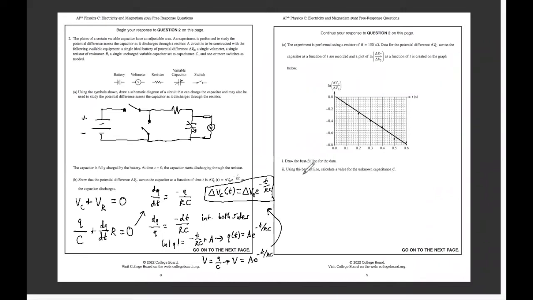Now we have to determine the unknown capacitance. Now the thing to note is that if I take my equation, the one that I have to show in part B, I can go ahead and make it look similar to what I have on the graph. So I get delta VC over delta V naught is equal to e to the negative t over RC. Therefore, natural log of delta VC over delta V naught equals negative t over RC. And so that should tell me that the slope is equal to negative 1 over RC then, or therefore C is negative 1 over R times the slope.